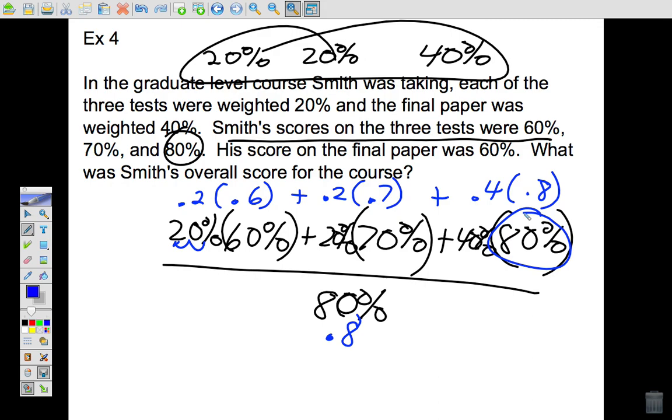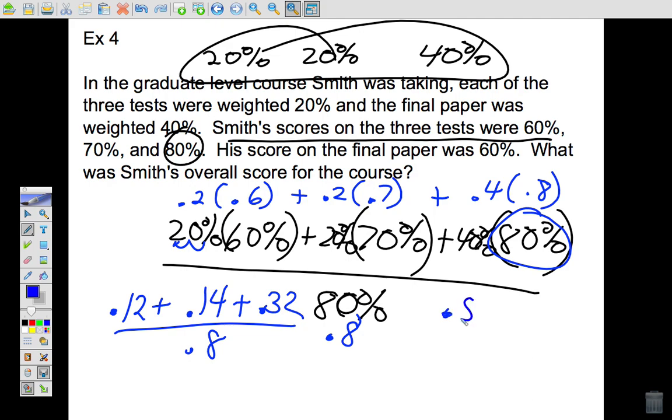So we got a 0.2 times a 0.6 gives me a 0.12, plus 0.2 times 0.7 gives me a 0.14, plus 0.4 times 0.8 gives me a 0.32. And then we're going to divide by 0.8. So 0.32 plus 0.14 plus 0.12 is 0.58 divided by 0.8.